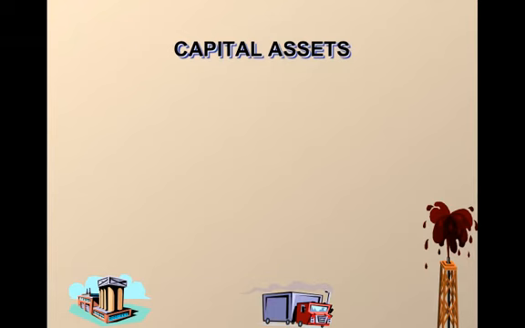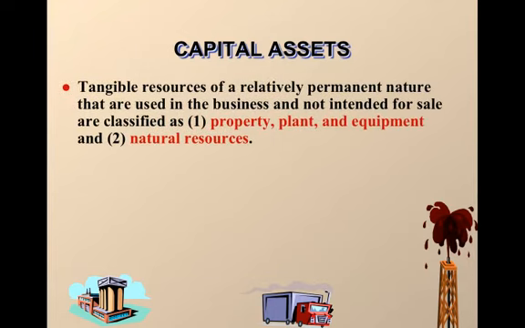And of course, capital assets, which I also said could be called property, plant, and equipment, or fixed assets. These are tangible resources that are relatively permanent, and they're used in the business, and they're not intended for sale. They're not there to make you revenue. And capital assets can be further classified then into natural resources and property, plant, and equipment. And we're going to talk about the amortization of these.